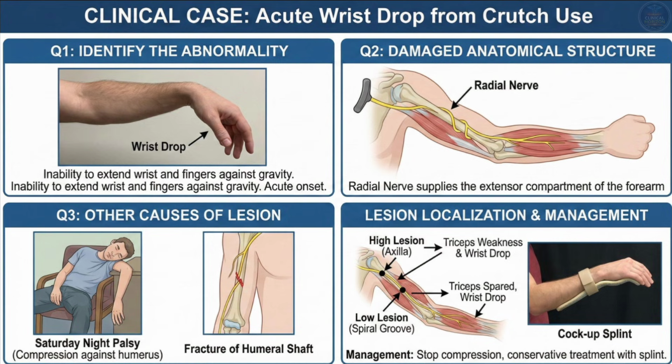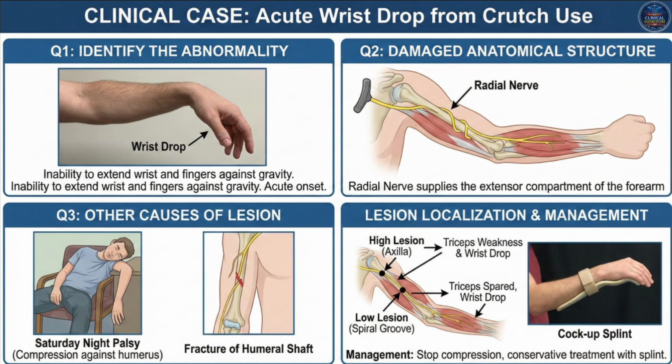Fracture of the shaft of the humerus. The nerve runs in the spiral groove right against the bone and is easily damaged here. Other acceptable answers: injection palsy, from misplaced deltoid injection, or rarely lead poisoning.